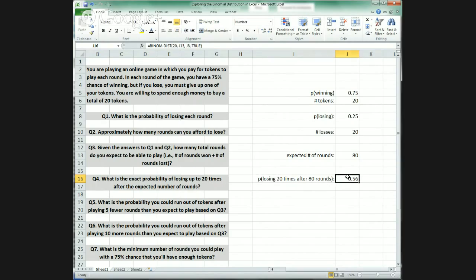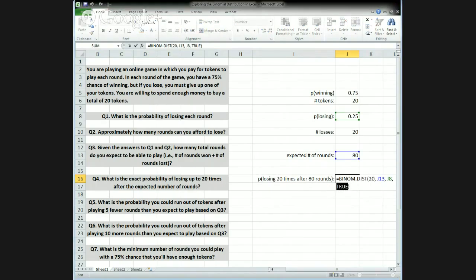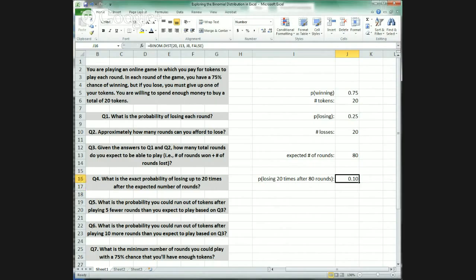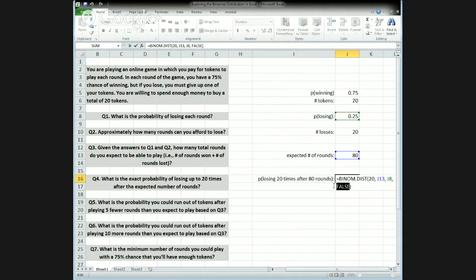Now, I'm just going to show you quickly. If we had typed false here, just so you can see what typing false does, we get 0.10. 0.10 is the probability of losing exactly 20 times after 80 rounds. So it doesn't include the probability of 19, 18, 17, all the way down to 0. None of those probabilities are included. It's exactly the probability of losing exactly 20 times when you're playing 80 rounds with a probability of losing of 0.25. So if you type false, it's going to give you a much smaller value.